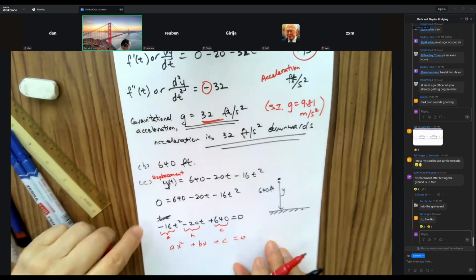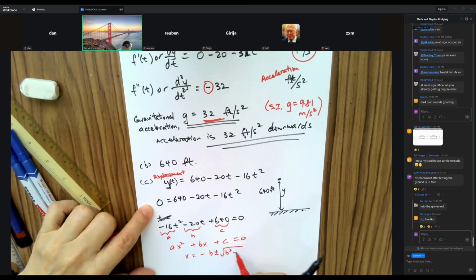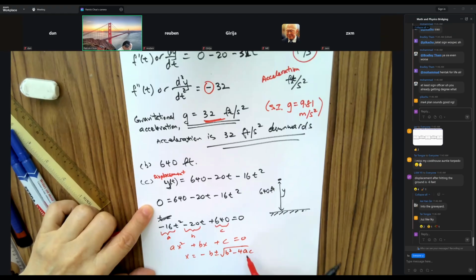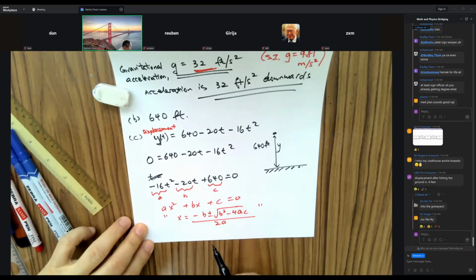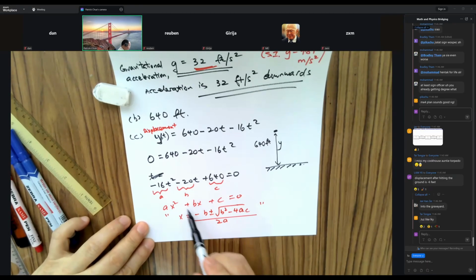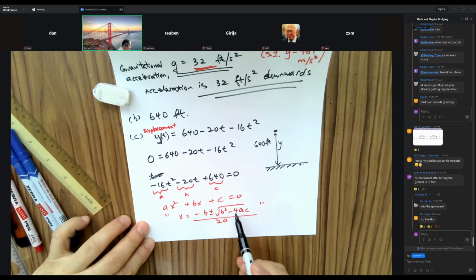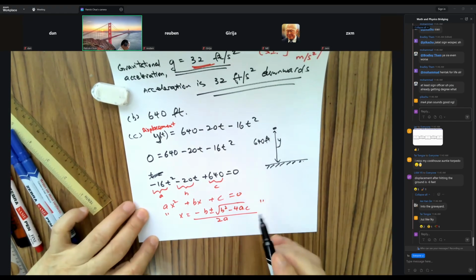So you use the formula. To find x: x equals minus b plus or minus the square root of b squared minus 4ac, over 2a. That is the formula to find x. Remember? I covered that. So instead of x, you have t. t equals minus b; b is minus 20. So minus of minus 20 plus or minus the square root of minus 20 squared minus 4 times a, where a is minus 16, times c, which is 640, over 2a, where a is minus 16. This I leave to you, and you'll get your answer.